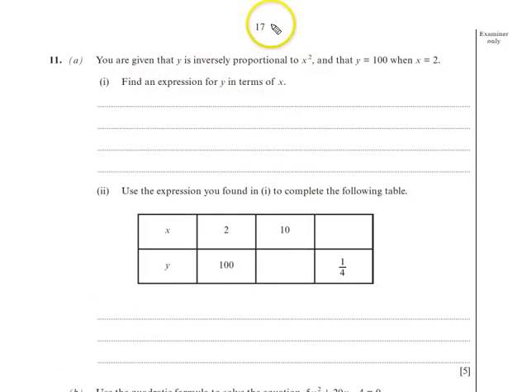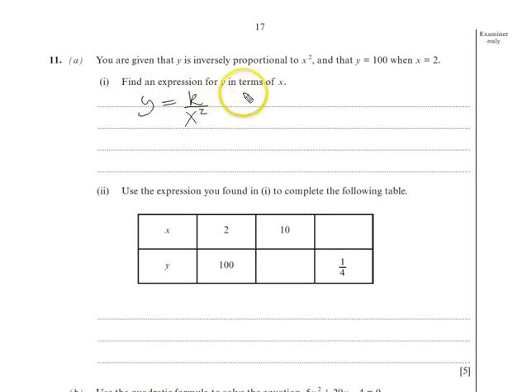Okay guys, let's have a look at page 17 now, question 11, part A. You're given that y is inversely proportional to x squared. Well, the only way to say that is that inversely proportional means it's equal to k over x squared, yeah? Inverse means divide, so we write this, y equals k over x squared. That's what it means. So I've just written down what that means. Okay, y equals k over x squared.